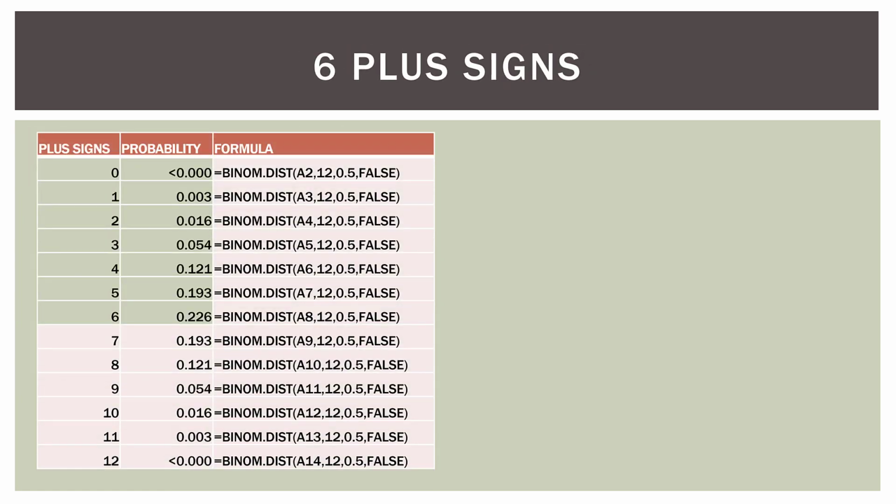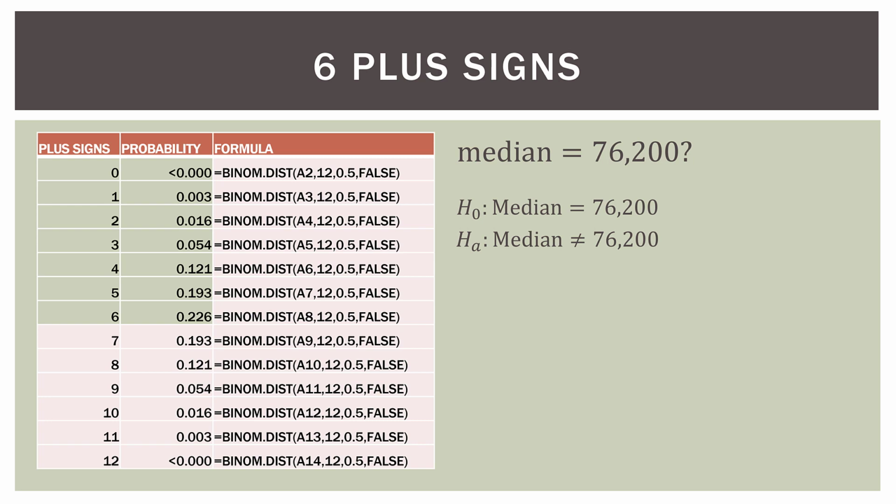So for the 6 plus signs, this is actually self-explanatory. This slide is in some ways nonsense because, of course, out of 12 observations, 6 is what we would expect the median to be. So median of 76,200, there are a null and alternative hypothesis. Of course, we cannot reject the null hypothesis because it is literally equal to the median we proposed.